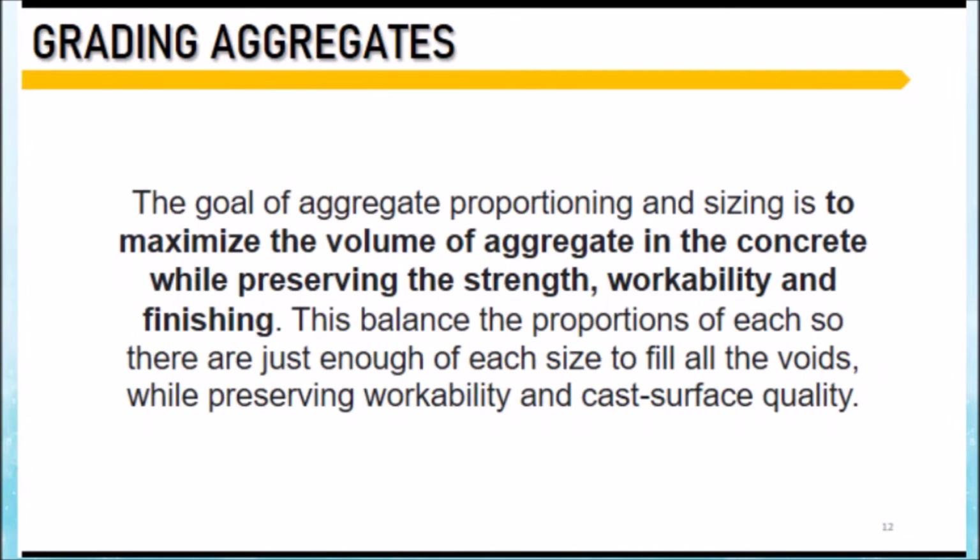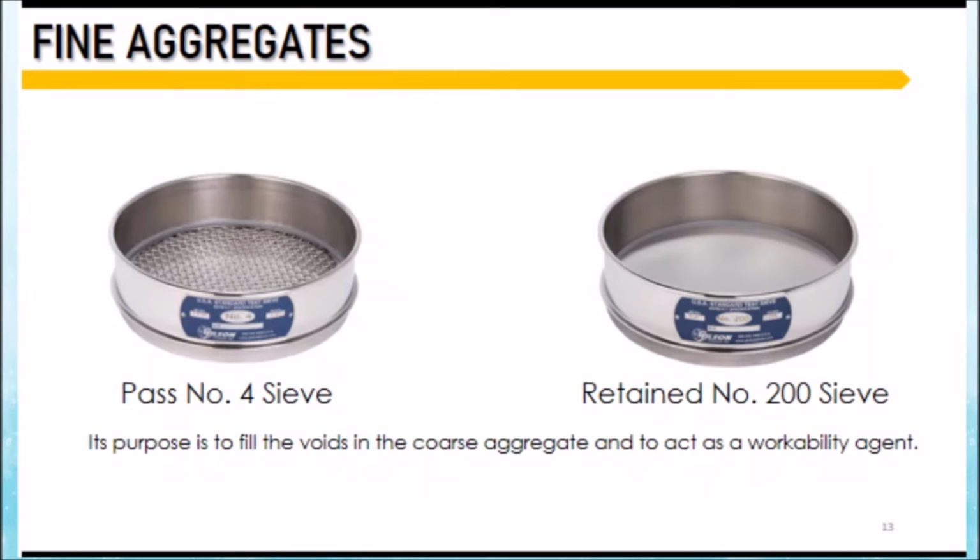So to sum it up, the goal of aggregate proportioning and sizing is to maximize the volume of aggregate in the concrete while preserving the strength, workability, and finishing. This balances the proportion of each, so there are just enough of each size to fill all the voids while preserving workability and cast surface quality.